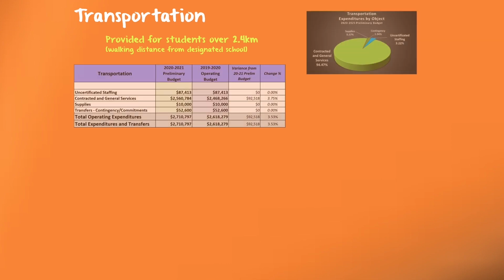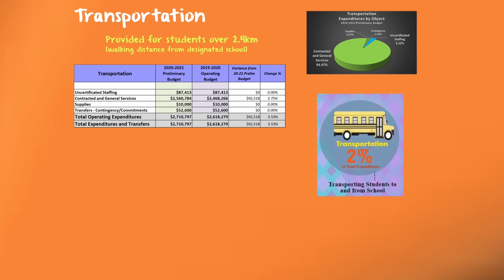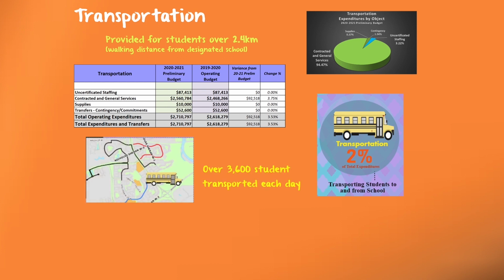Transportation includes all activities of transporting students to, from, and between schools. It is provided for students that live over 2.4 kilometers walking distance from their designated school. The increase in contracted services relates to the increase in the projected eligible students. Transportation accounts for 2% of the total budget, and the division transports over 3,600 students each day.